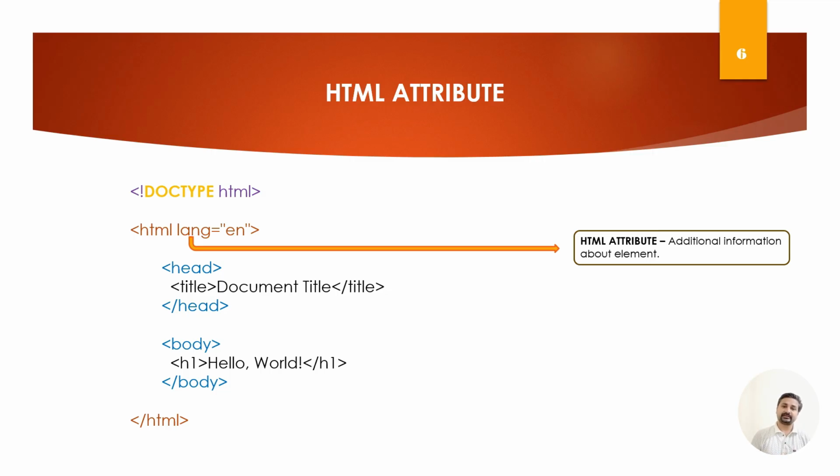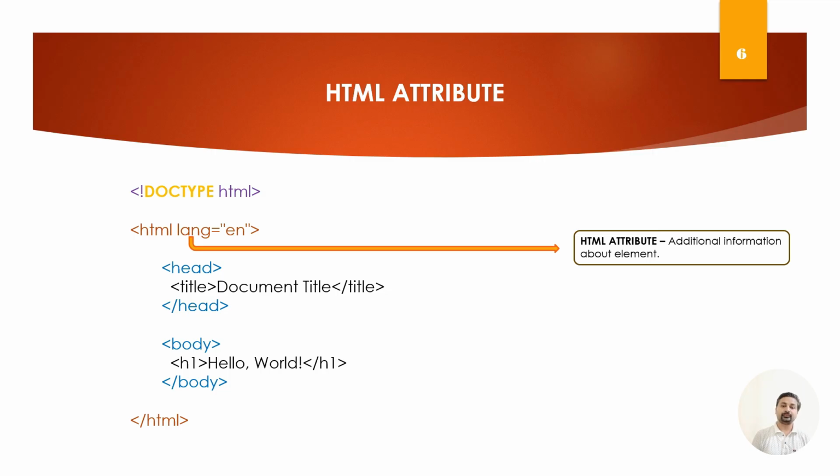This is an attribute, and this is telling us which type of language we are going to use to write the content or to provide the content on this HTML web page. So with the help of this lang attribute, we understand that this web page is going to use the English language for all the contents that we are going to provide in this web page. The same way, there can be other attributes as well.